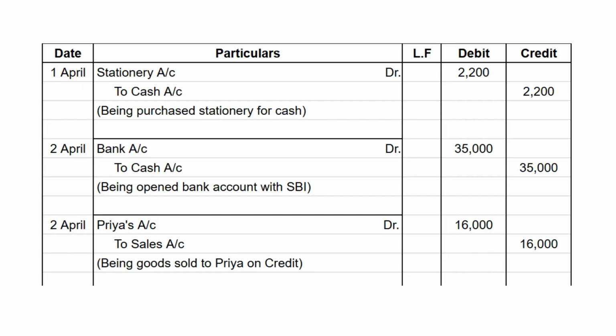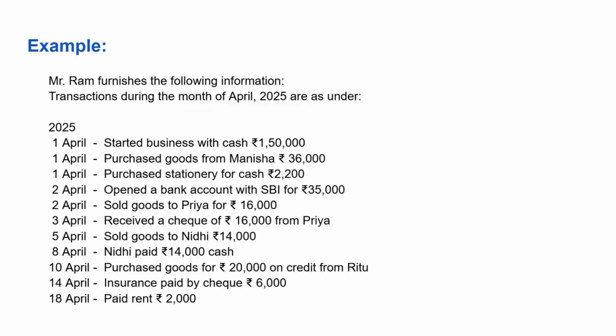2nd April, Priya's account debit 16,000 rupees on the debit side, to sales account credit side 16,000 rupees, and the narration is being goods sold to Priya on credit. Next. 3rd April, received check from Priya 16,000 rupees. On 2nd April, we have sold goods to Priya, and on 3rd we have received check from Priya. So the two accounts are bank account and Priya's account.